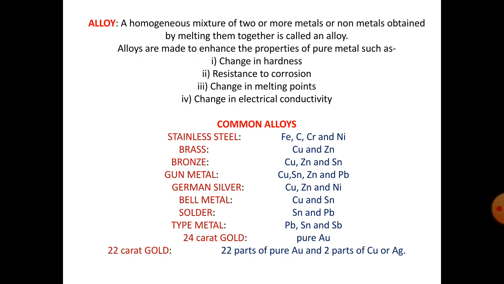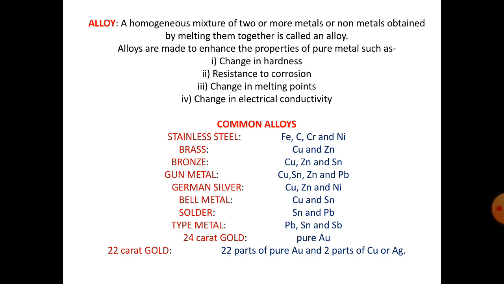Now, another part is, what is an alloy? An alloy is a homogeneous mixture of 2 or more metals or non-metals which are obtained by heating them together. Now, why are alloys needed? Alloys are needed for 4 reasons. One is change in hardness. For example, pure iron or pig iron is very soft. But when that iron is mixed with a little carbon, it becomes steel, which is very hard. Same way, alloying can give resistance to corrosion. It can also change the melting point. In the case of solder, used in soldering iron, it has a low melting point, so it changes the melting point. And finally, change in electrical conductivity.